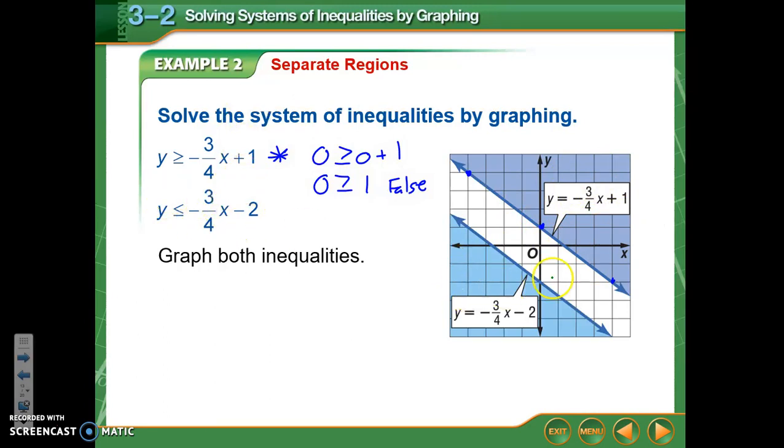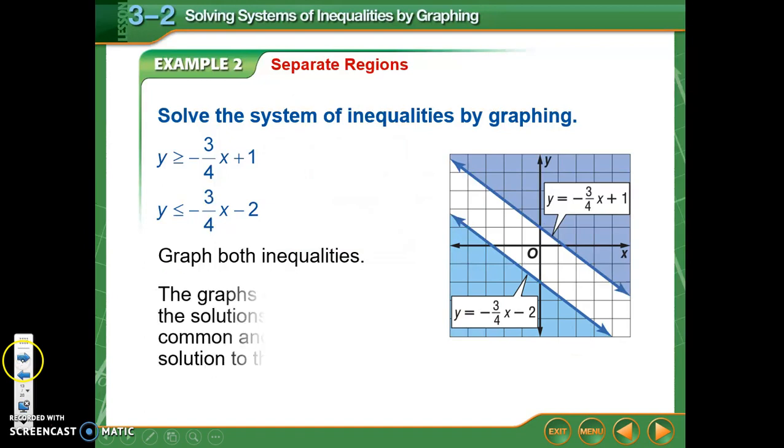When I graph the second one, I have a y-intercept of -2 and a slope of -3/4 as well. And this time, when I plug in 0, 0, I get 0 is less than or equal to 0 minus 2. 0 is less than or equal to -2. That is also false. So I have to shade this side. I have to shade the side that does not contain 0, 0.